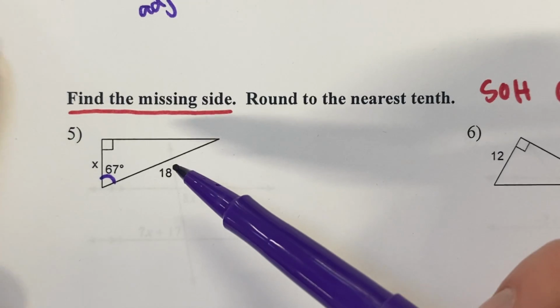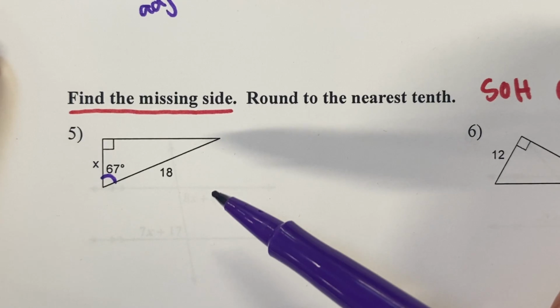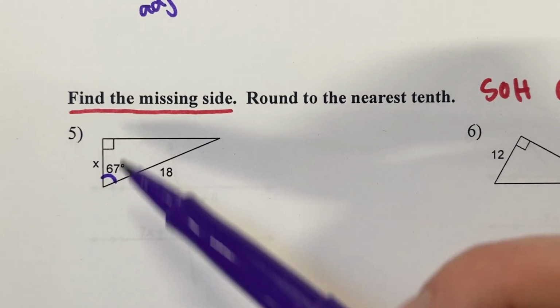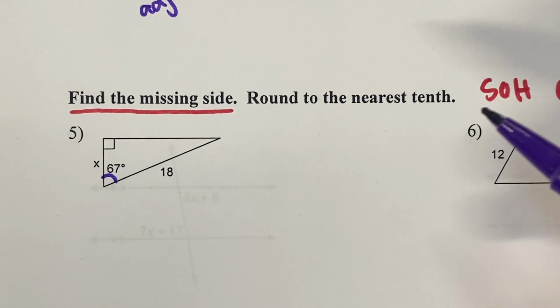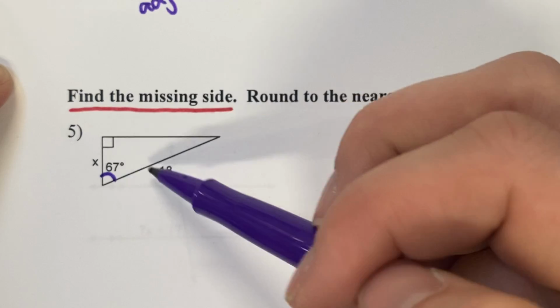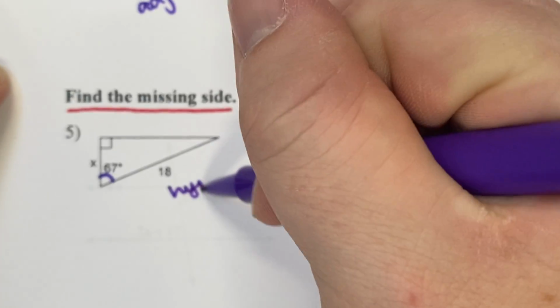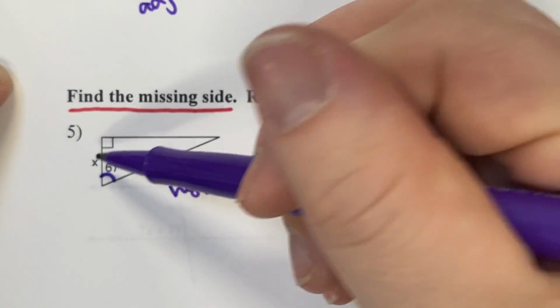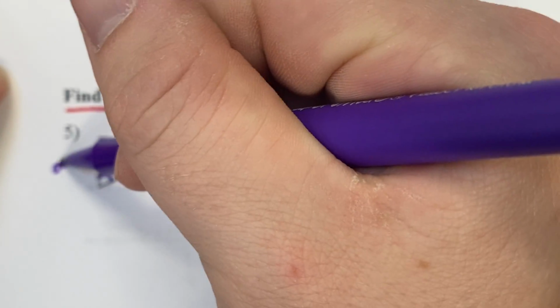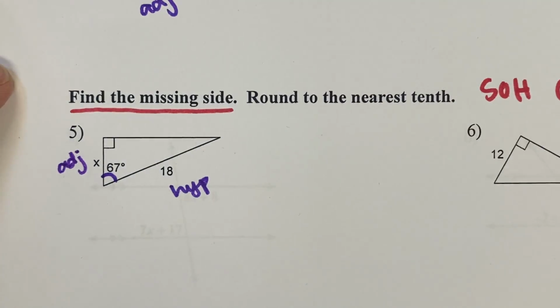Now, based on where we're standing, what 2 angles does it give me? Okay, even though I don't know one of them, which 2 angles is it giving me? Or not angles, excuse me, sides. Which 2 sides is it giving me? Okay, well, this one's across from my right angle, so that's our hypotenuse. And this one is right next to our 67, so that's our adjacent.